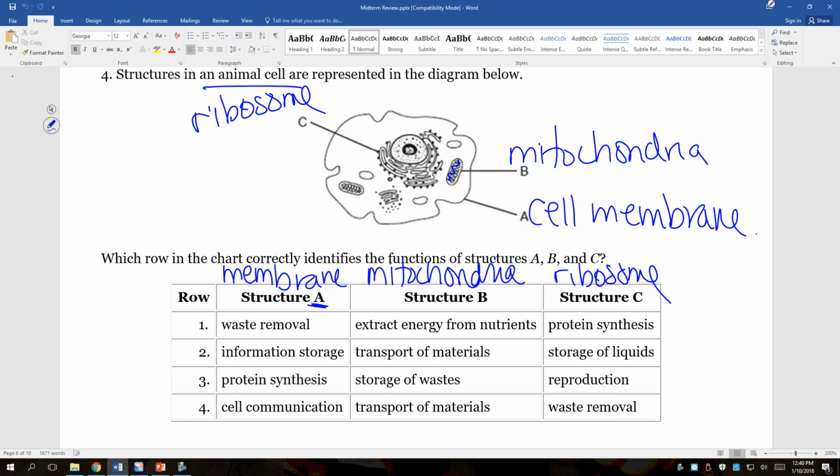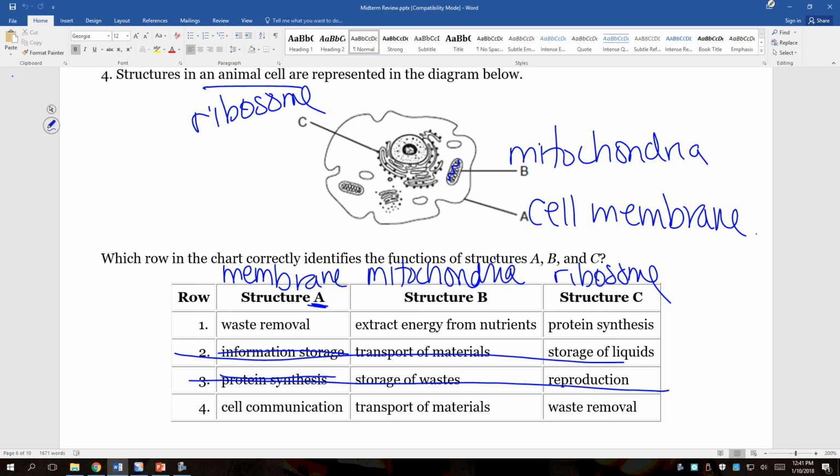So membrane, if I'm looking just in the membrane box, structure A, I have waste removal. Yeah, the membrane can be in charge of waste removal because it's going to remove things like carbon dioxide and water, which is produced as a byproduct of respiration. So that could be it. Information storage. No, information is stored inside of the nucleus in the form of DNA and chromosomes. 3, protein synthesis. No, protein synthesis is going to be the function of the ribosome. And then the last one says cell communication. Well, remember, the cell membrane does have receptors on it, so that could be correct. So now we can definitely cross off 2 and 3. Now we're left with either 1 or 4.